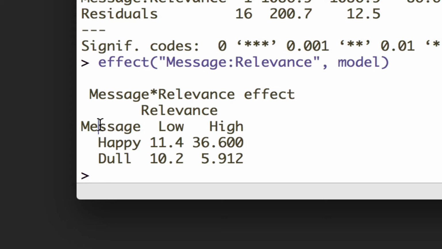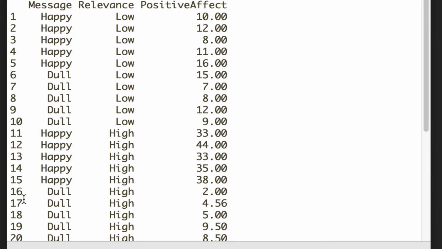The first thing we need to do is, if we look at our data, we have a 2x2 design. It's 2x2 because there's two independent variables and each has two levels. Now, for R to perform simple effects analysis, these two variables need to be combined into one variable that separately defines each of our groups.